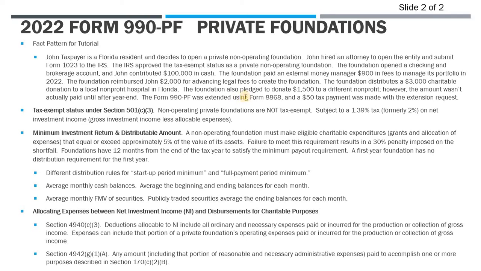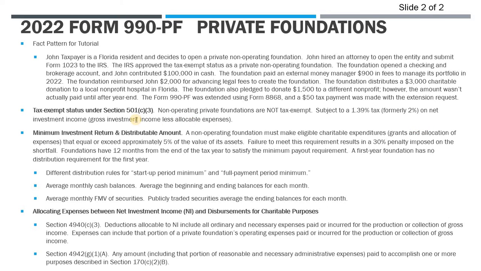And then by the end of the year, the foundation also pledged to donate $1,500 to a different nonprofit, but it didn't actually pay it until after the close of the year. And so that'll be important when we look at grants payable and how that's reported on the 990PF. The tax return was extended, so they didn't file before the original deadline, they filed before the extended deadline, and with the extension they made a $50 tax payment with that request, based on their estimate of what they think they might owe on that net investment income.